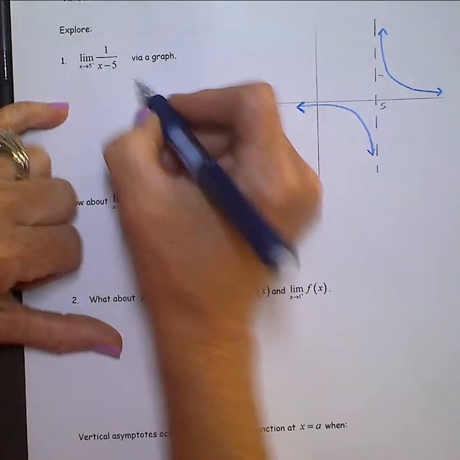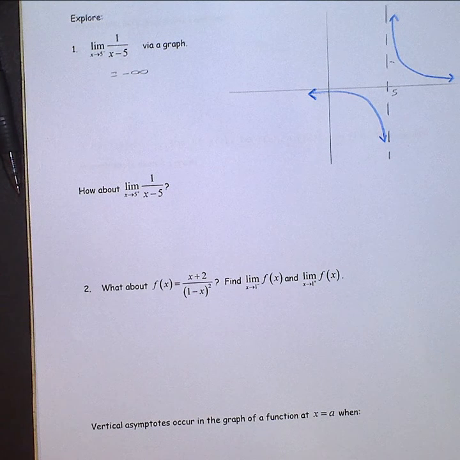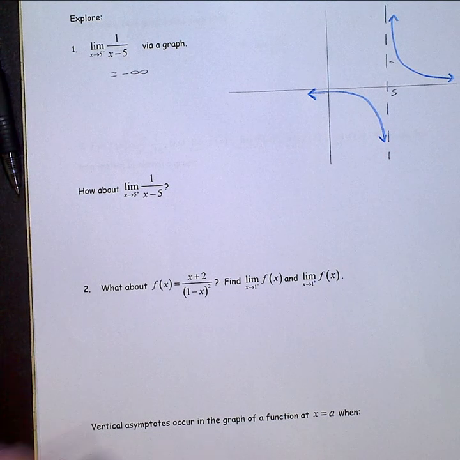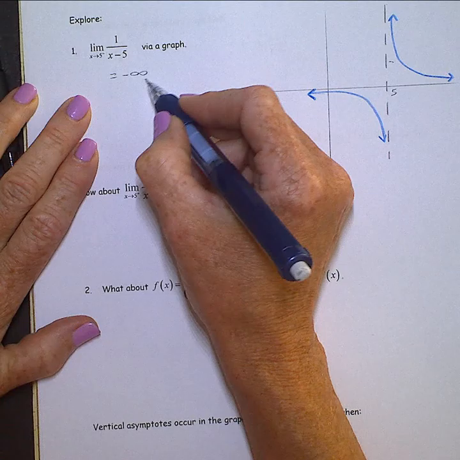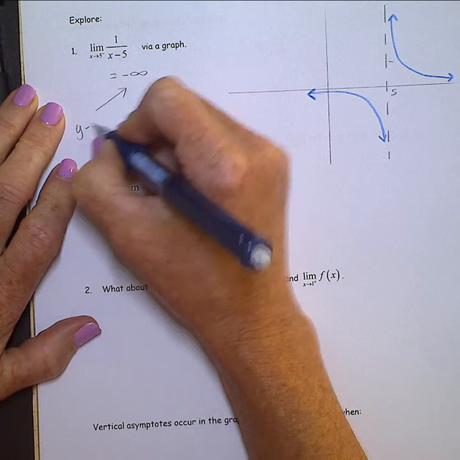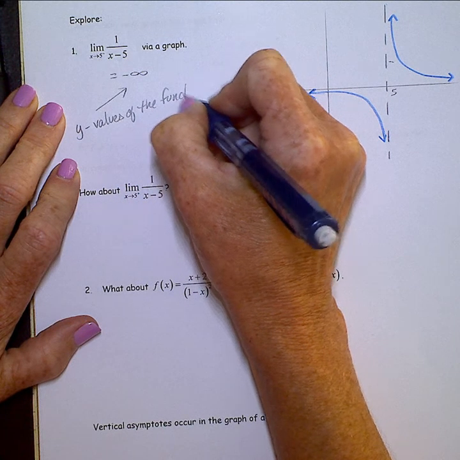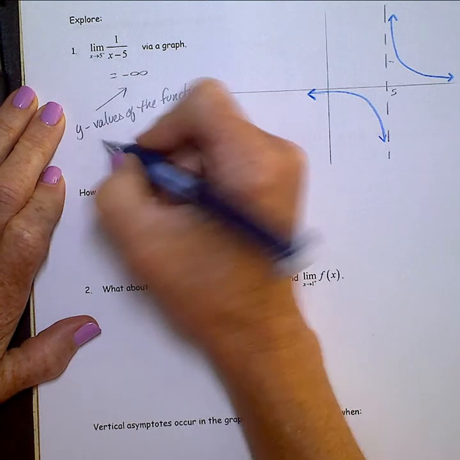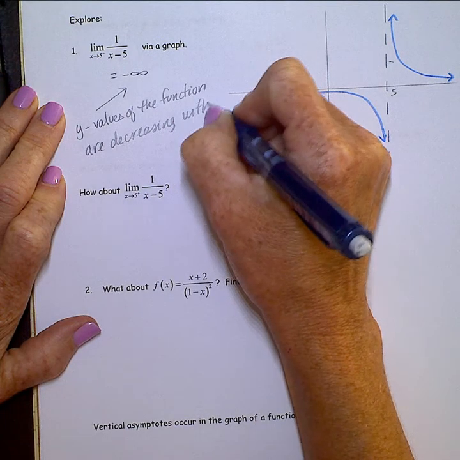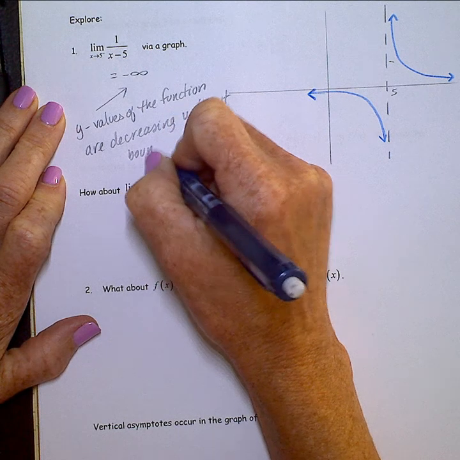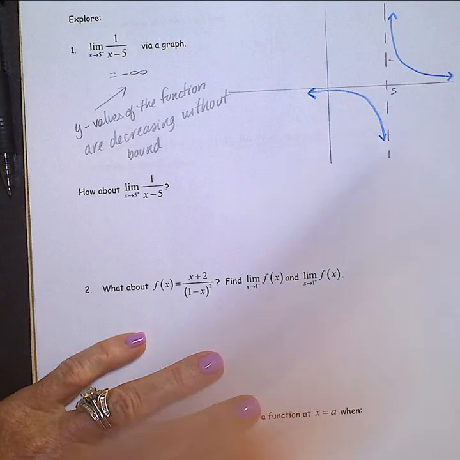Okay, we say that they are heading toward negative infinity. Now again, negative infinity is not a number, it's a concept. They are not heading toward any one particular number. What this means when we say a limit has a value of negative infinity, we are saying that the y values of the function are decreasing without bound. So there's no stopping, no ending point here. They're going to keep going down farther and farther and farther the closer and closer and closer we get to 5.